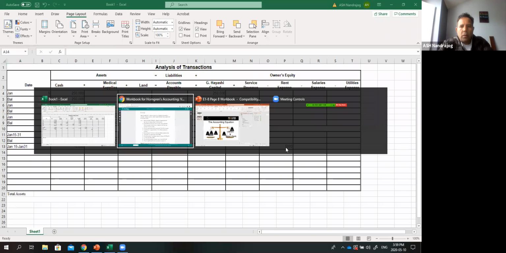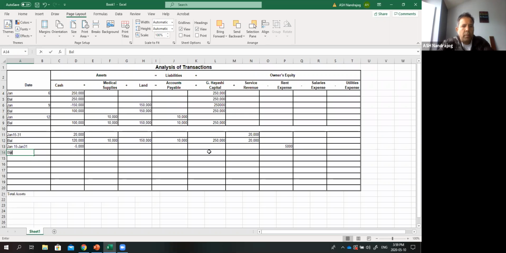All right. Now, again, we can write down the balance. So if we go back to our worksheet, balance, what do we have now? We have 115,000.